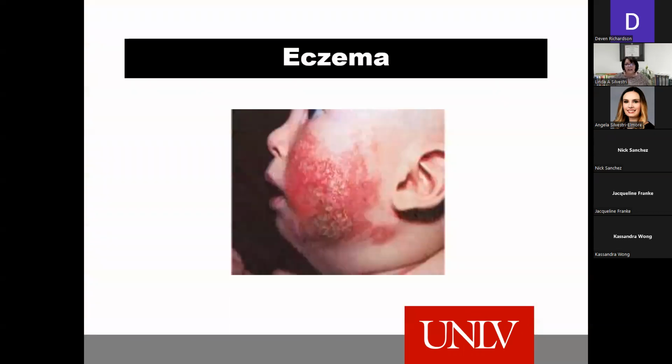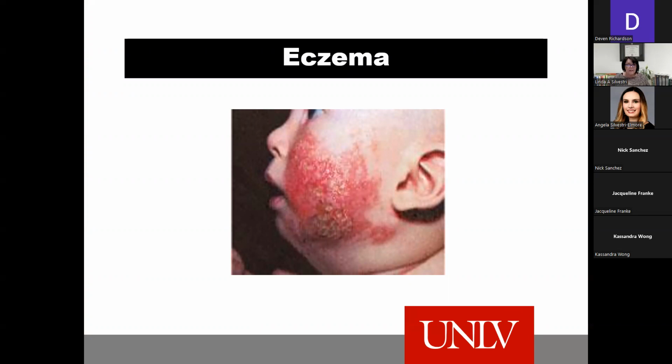Okay, so the next slide. Here's a picture of really bad eczema on a little kid's face. You can see it's a really bad inflammatory process, superficial.